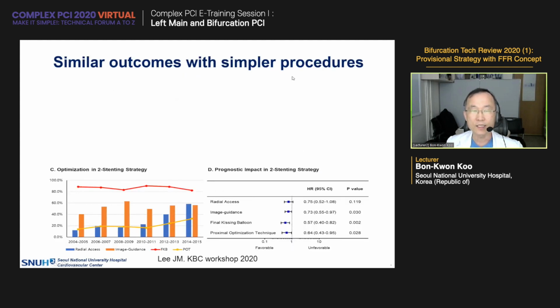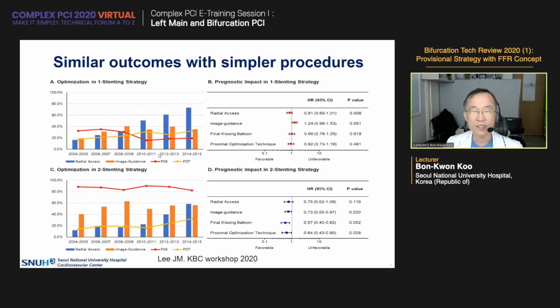And the other thing is the optimization technique. So here is COBIS II-III outcome data. As time goes by in the two stenting strategy, we are having more POT and a similar trend of kissing. But in this two stenting technique, whether you use imaging, whether you use a final kissing balloon, whether you use POT, this is a prognostic discriminator. So you should do all these things in the right direction. But when you see the one stent strategy in 10 years, KBT frequency decreased and POT increased, but when you see the outcome determinant, there can be some influence, but these were not a significant discriminator.